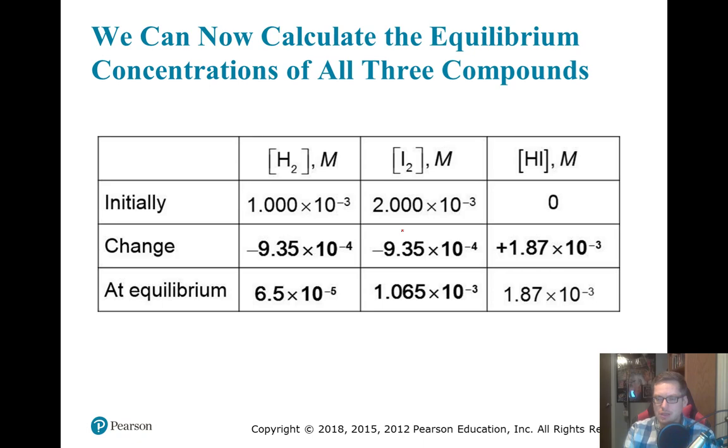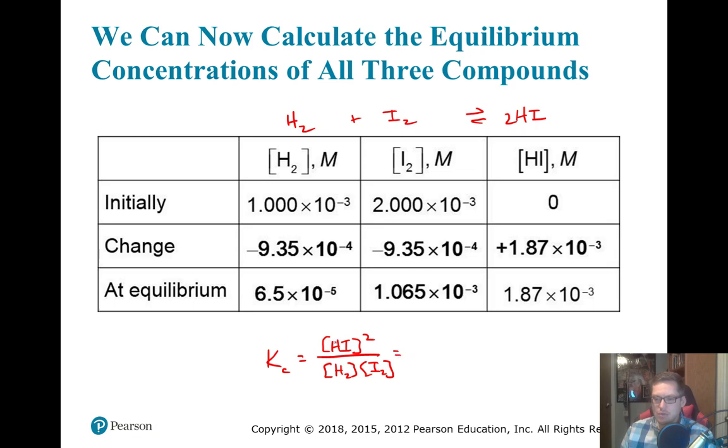Cool? So then in order to solve for our equilibrium constant, remember H2 plus I2 is in equilibrium with 2HI. That means our equilibrium constant would be equal to, remember this is what we learned last time, products over reactants, so it would be the concentration of HI squared over the concentration of H2 times the concentration of I2.